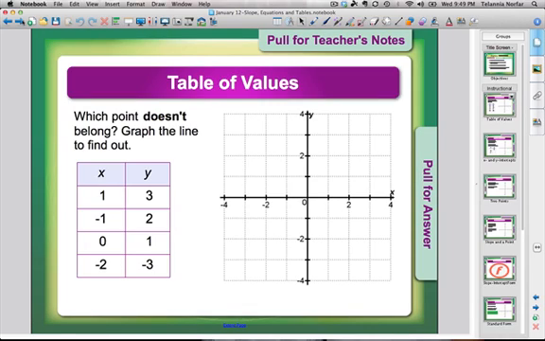First, which point doesn't belong? Graph the line to find out. Pause the video until you have figured out which point in the table does not belong. Again, I'll give you a hint. You want to plot each point and see which one does not fall on the line.